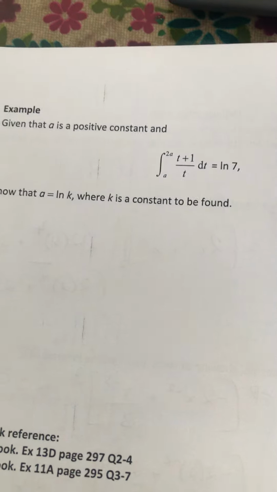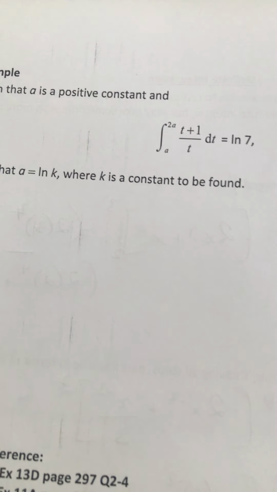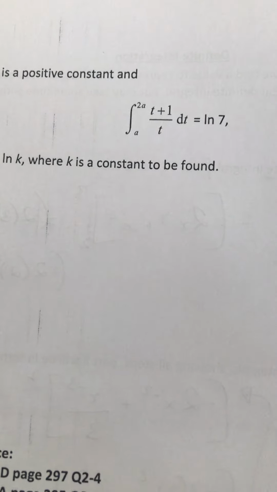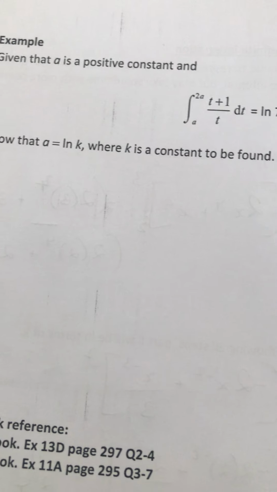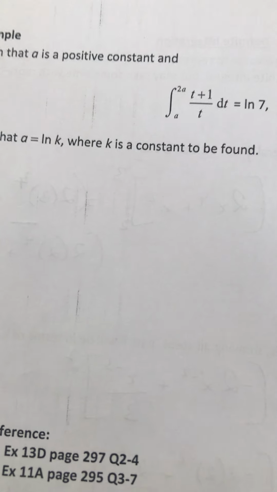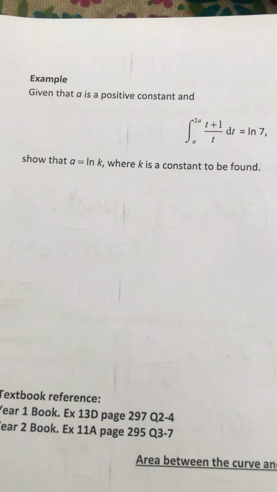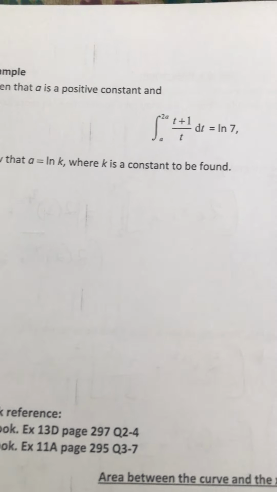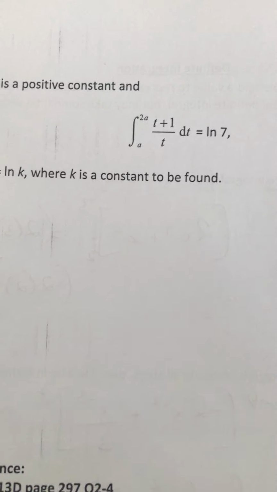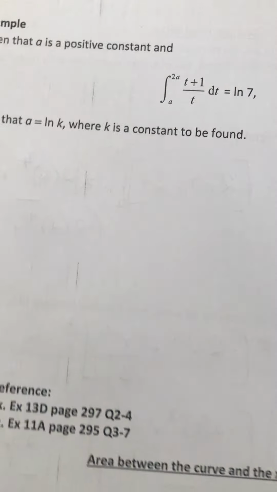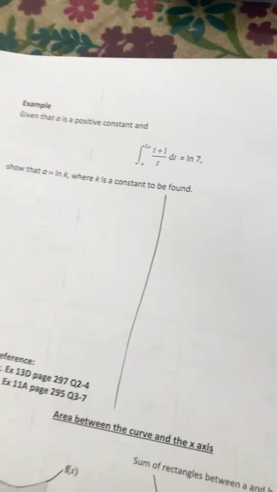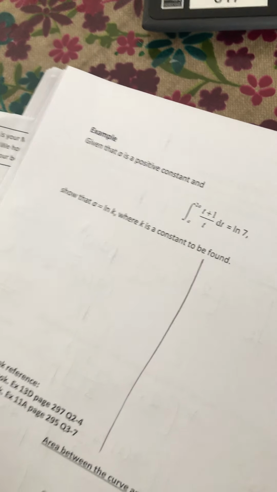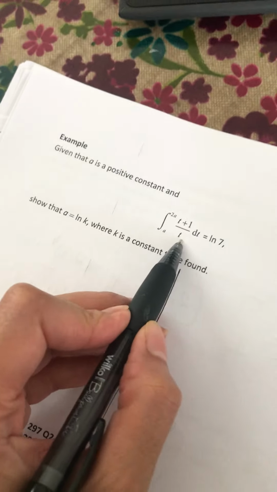So given that a is a positive constant and the integral value is log 7, show that a is ln k, where k is a constant to be found. Okay, so again, don't overthink it. All right, there's an integral. Integrate it then. Okay, put your limits in. Put it equal to log 7. All right, so I'm just going to organize my work by splitting the page up. You might want to do that as well, particularly if you've got big writing.